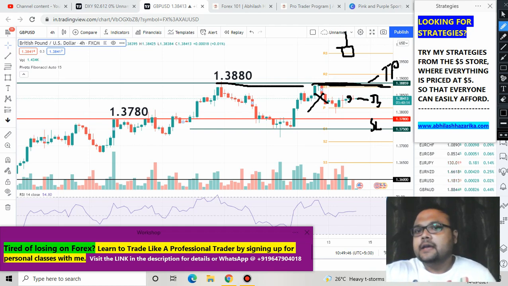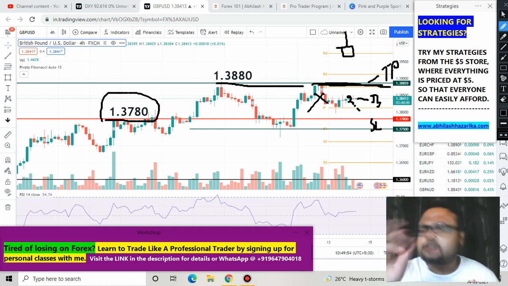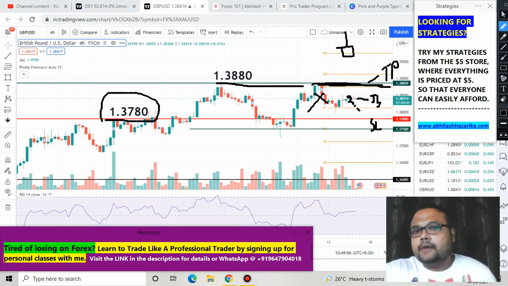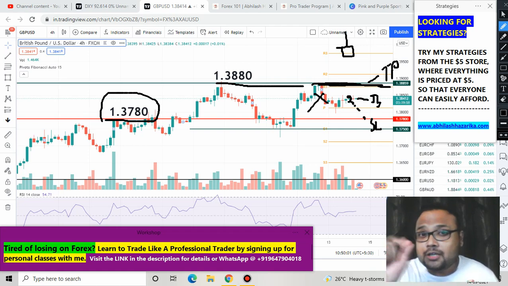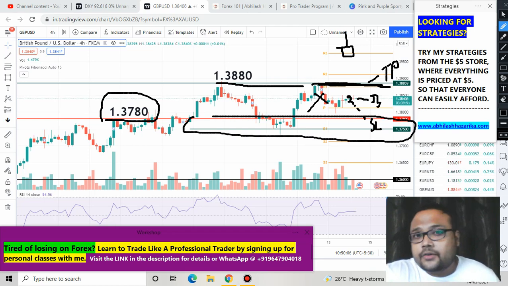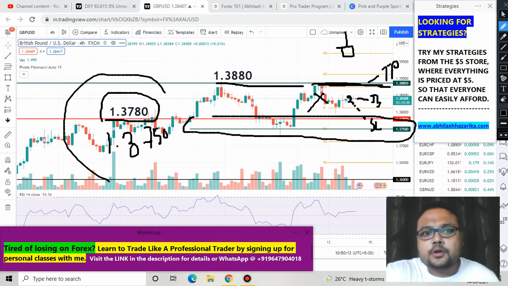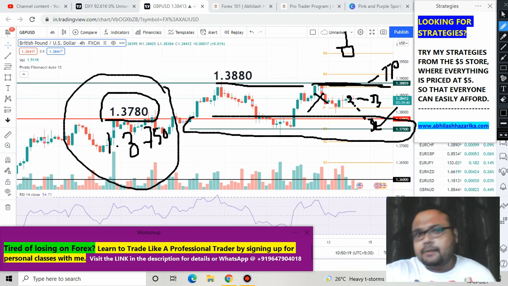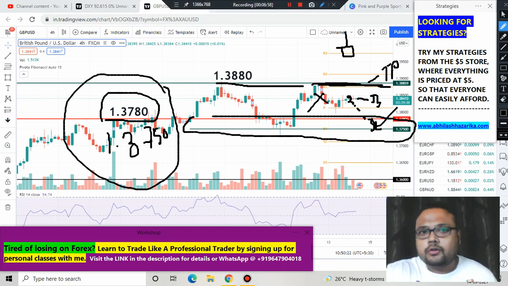On the other hand, listen to me carefully, if the market comes down to the 1.3780 level, then there is a good support available at this level. And in case the market crosses the level, also, do not short the market, because this is a whole support zone for the market, 1.3780 to 1.3750. So in case the market comes down, there is a good possibility of the market bouncing from here. So if the market bounces from this particular level, you can go for a buy.